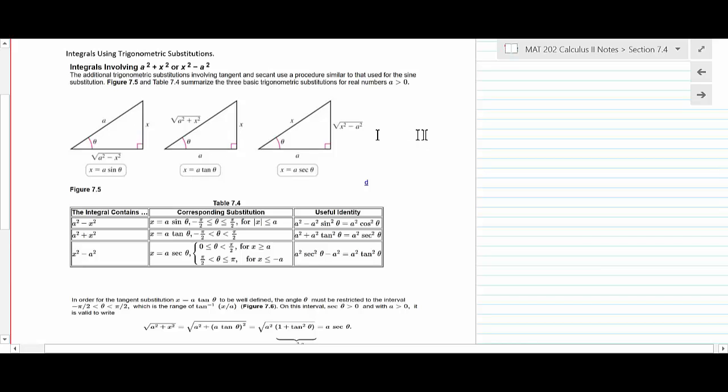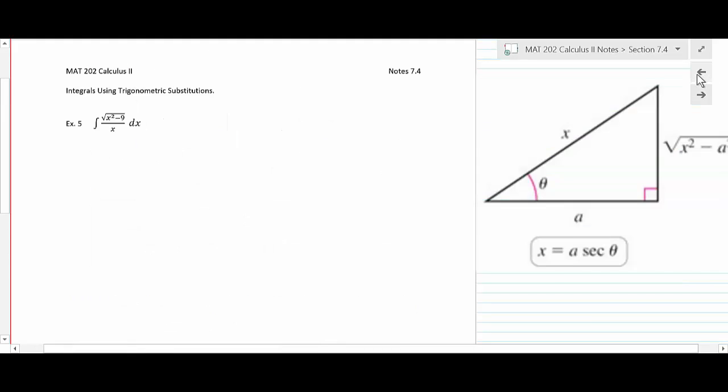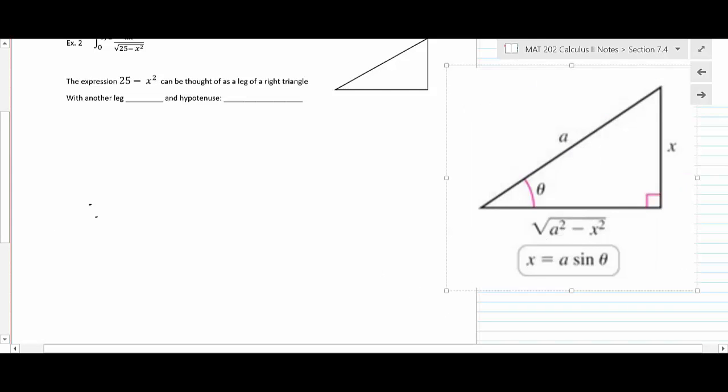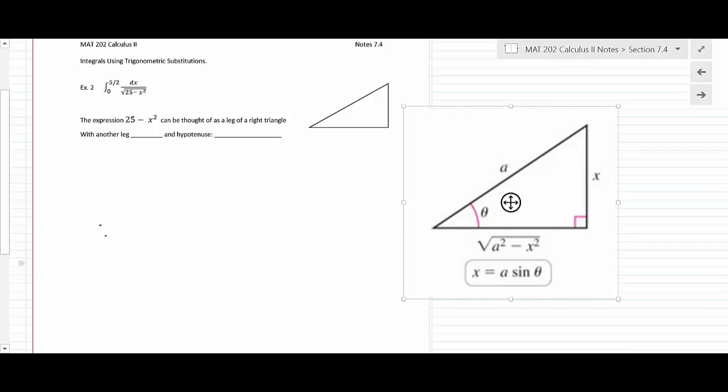That's the key. What we're getting ready to do now is a sine, because we have a structure a squared minus x squared. So this second example, we're going to look at a sine triangle. I went ahead and pulled up the triangle so we can refer to that as we run through this. The key thing is, first of all, just rewrite this expression like this. This is really 5 to the second minus x to the second.